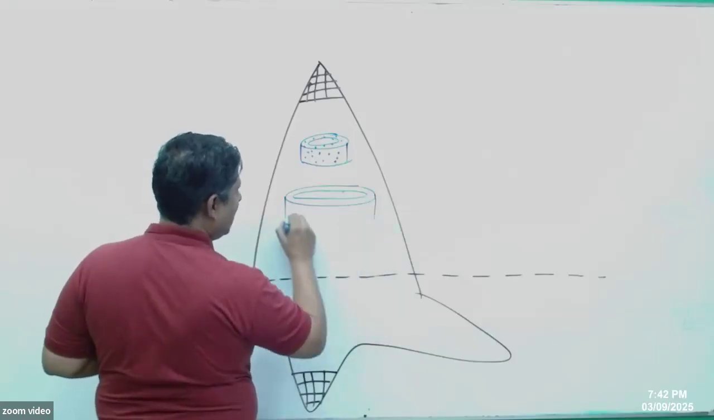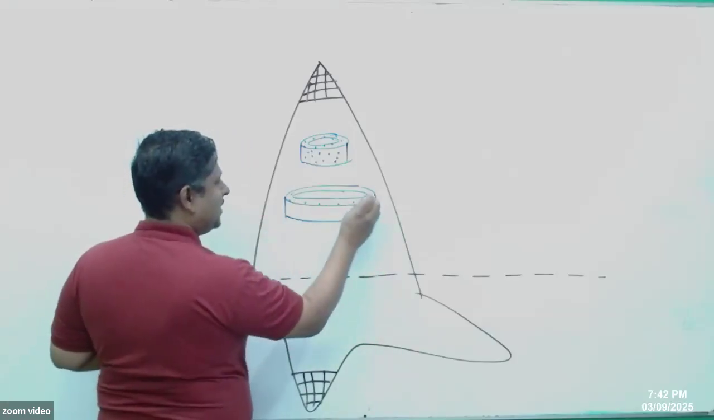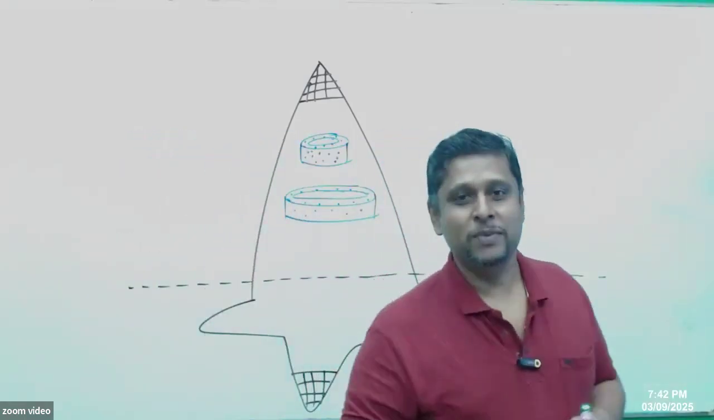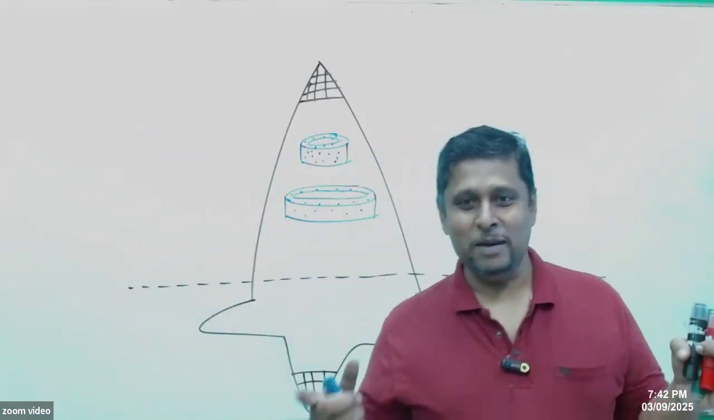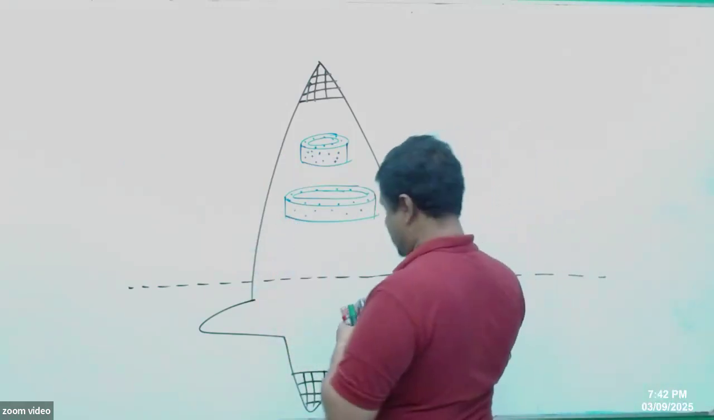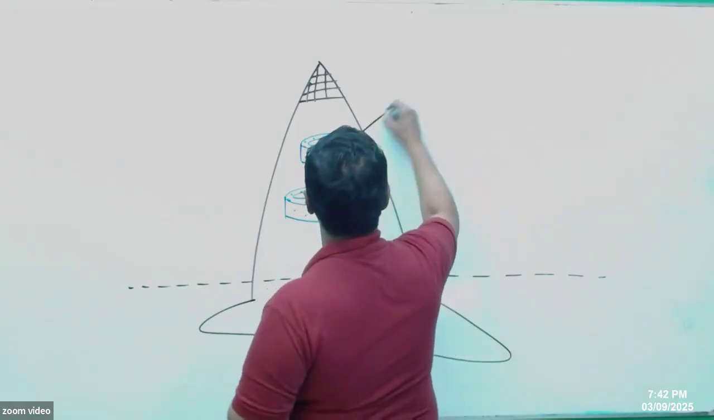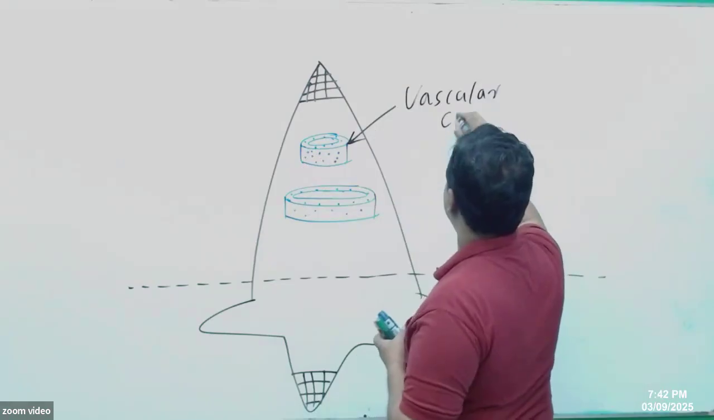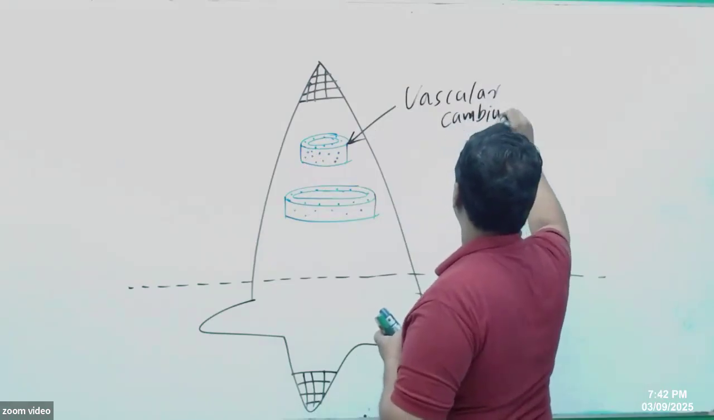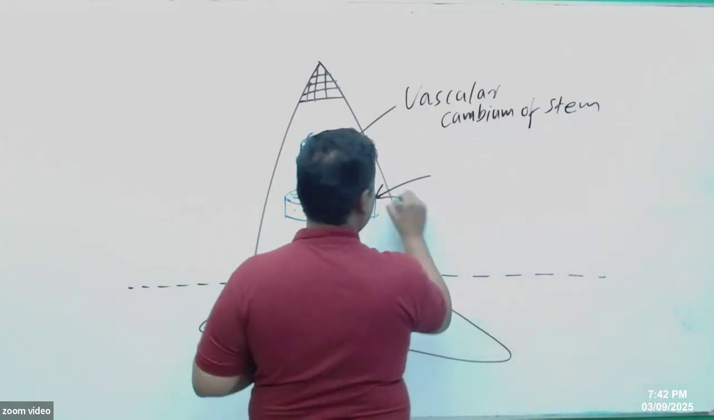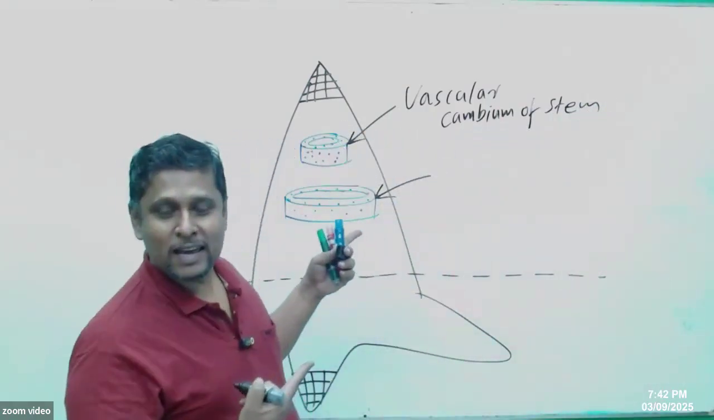Can you tell me what that is, people? This is the second lateral meristem present in the stem. What is that? This one is the vascular cambium of the stem. And this one we call, can anyone tell me what that is?